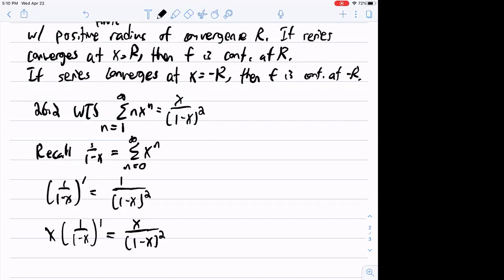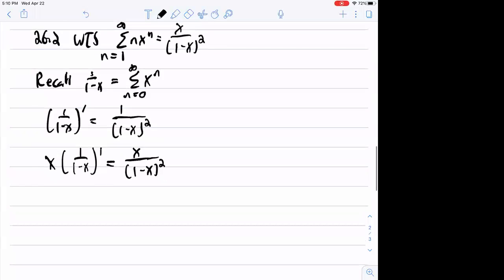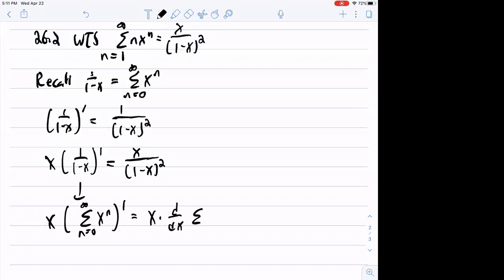right? And then we use the theorem. We know the power series for 1 over 1 minus x. So this thing is given by x times the sum, n equals 0 to infinity, of x to the n, prime. So again, let me make this clear. This is x times d dx of this thing. That's what the prime means.